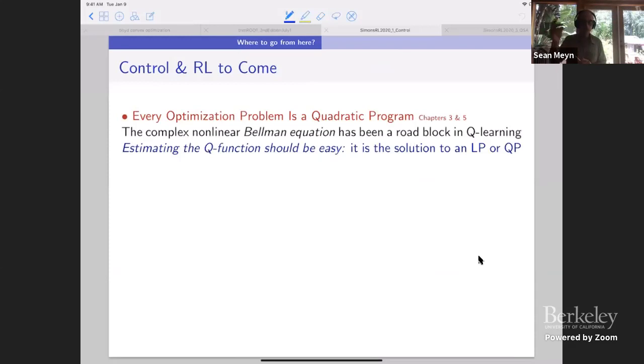So in terms of the next lectures, just real quickly, this awful complex nonlinear Bellman equation, the lack of convexity I talked about has been a roadblock forever. The LP approach to optimal control has been mentioned in previous talks. That leads to Q-learning algorithms. I don't know why we don't use them. So that's the next lecture.